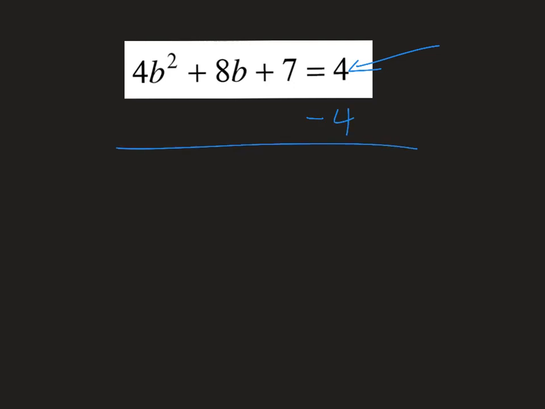I'll do that by subtracting 4 so that I'll have a 0 on the right hand side, and you'll keep the 4b² plus 8b plus 3, because we would do 7 minus 4, and that's where we'll get the 3. So now we're going to do the quadratic formula and substitute those values in.